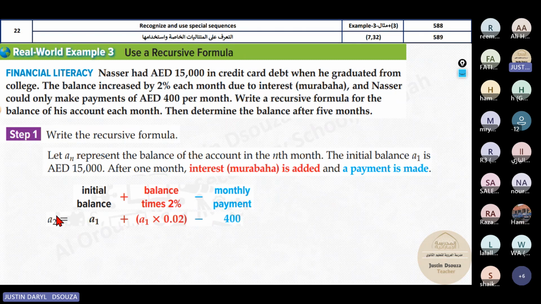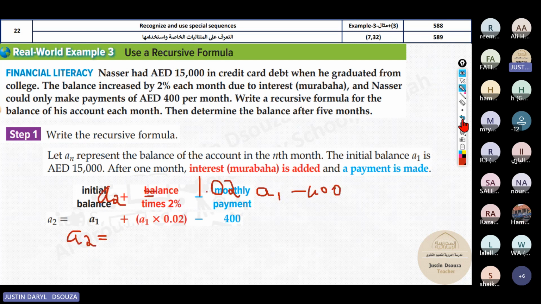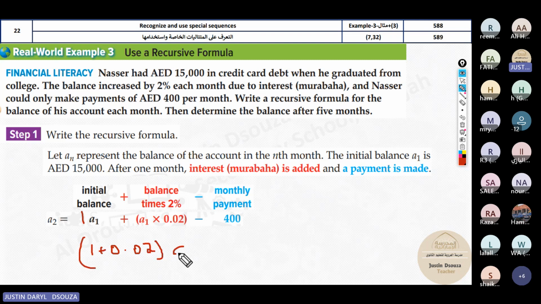Now, after first month, A2 means after first month, this is going to happen. Now here, how much is A1? This is 1. I mean, what is the coefficient of A1 over here? It's 1. What is the coefficient of A1 over here? It is 0.02. Add 1 plus 0.02 A1. When you add this, you're going to get 1.02 A1. Is this clear now?